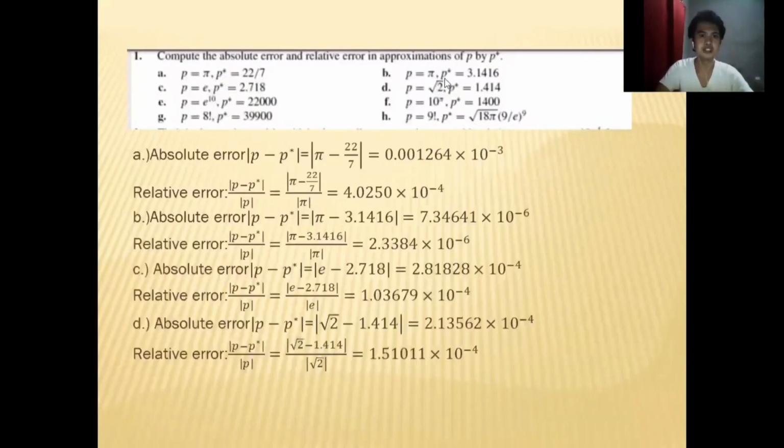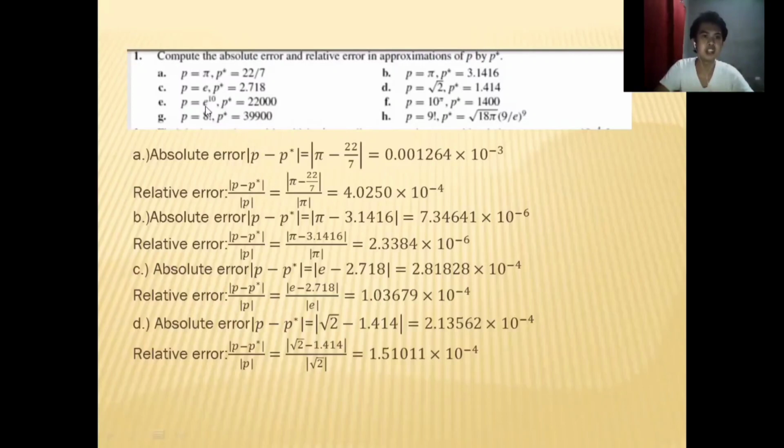So the first problem is compute the absolute error and relative error in approximations of p by p asterisk. The p is the exact value and the p asterisk is the approximate value. In computing the absolute error and relative error, we use the formula of absolute error: absolute value of p minus p asterisk, or exact value minus approximate value. And in relative error, absolute value of p minus p asterisk over absolute value of p.